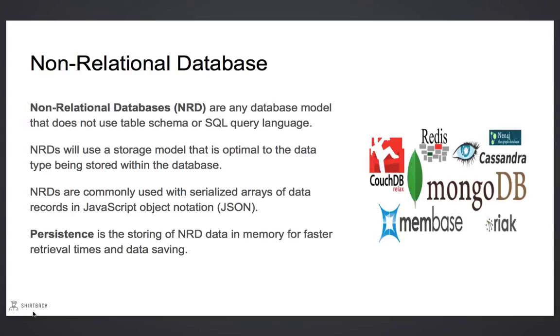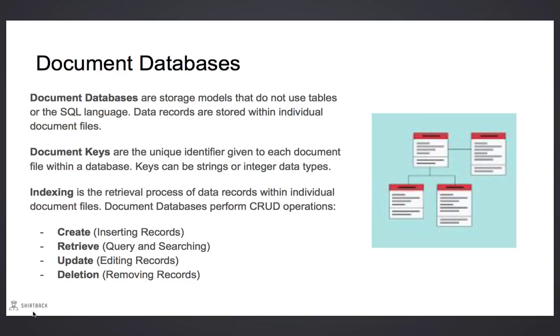Persistence is the storing of data in memory for faster retrieval and data saving in non-relational databases. Document databases are storage models that do not use tables or SQL. Data records are stored within individual document files.